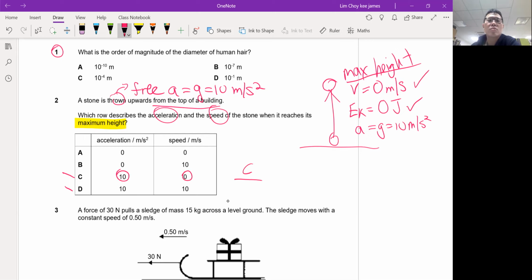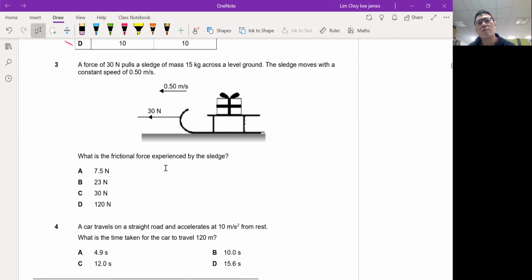For this type of question, I usually tell students that you need to be familiar with the question, see what clues are given to you, and refer back to your kinematics concepts.